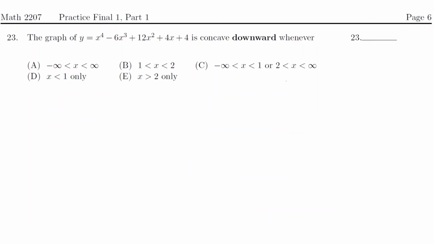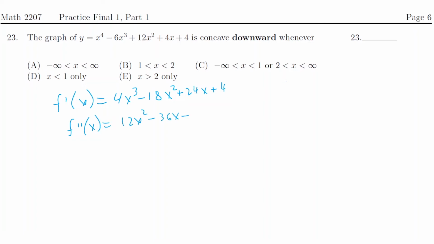Next, the graph, concave downward. Concave downward means second derivative. So f prime of x equals 4x cubed minus 18x squared plus 24x plus 4. f double prime of x equals 12x squared minus 36x plus 24. Let's factor 12. So it's x squared minus 3x plus 2. And then this guy will be x minus 1, x minus 2.